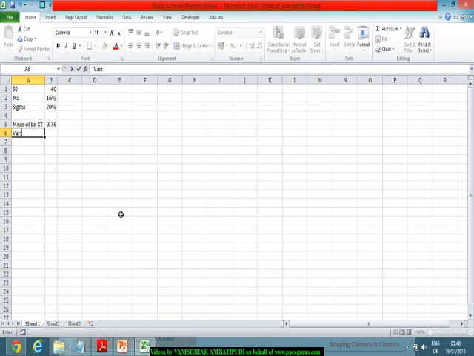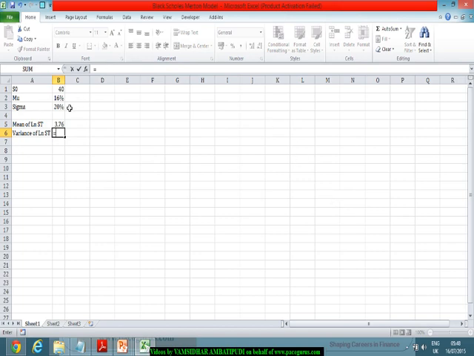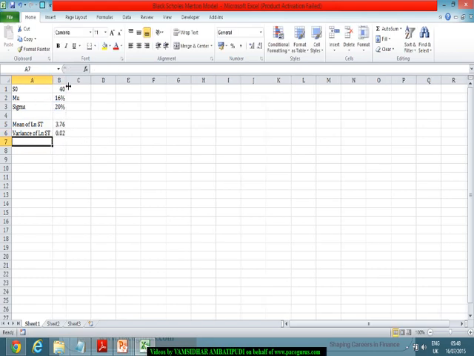Similarly, I am looking at the variance of log ST. What is the variance of log ST? I'll get it as sigma squared t. So sigma squared times t, with t as 0.5, is a smaller value, 0.02. So the standard deviation of log ST is going to be the square root of the above one, so 0.14.